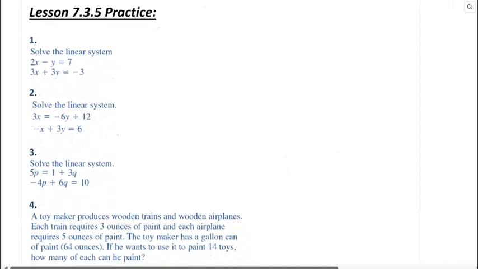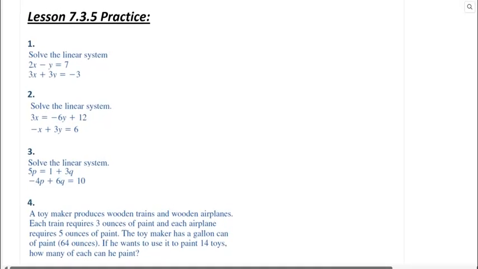Now, here is your practice for lesson 7.3.5. Four systems to solve, and one of them involves a story problem.